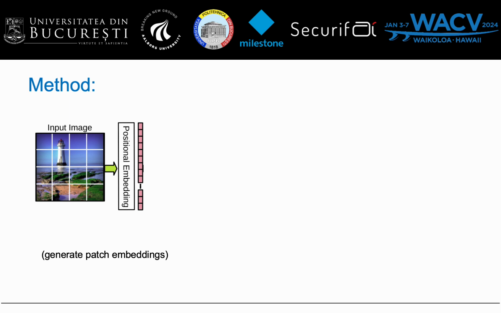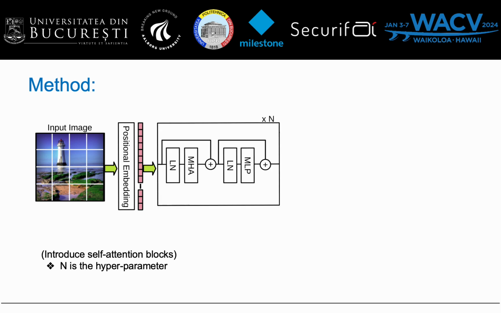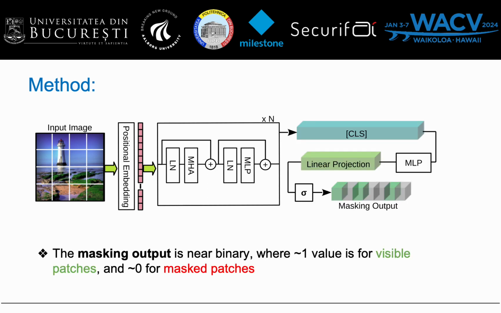Given an input image, we first break down the input image into fixed size, non-overlapping patches and generate their corresponding patch embeddings. Now we add 5 self-attention blocks into our curriculum masking module. The number of self-attention blocks is a hyperparameter in this case, which we decide based on our experiments. Finally, we extract the class token, which contains the information about the entire image. We use this class token to generate the masking output.